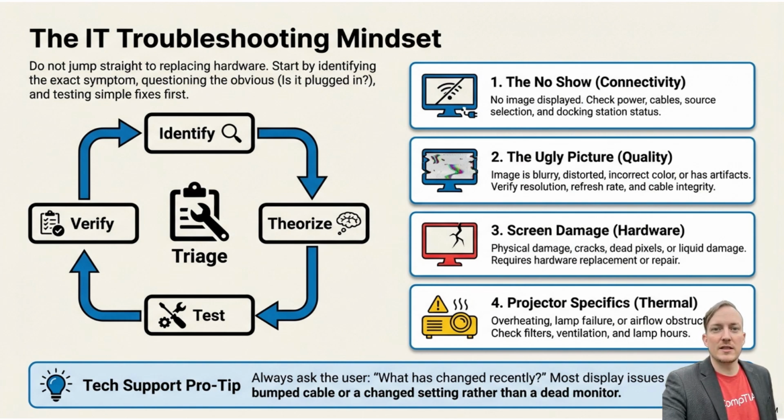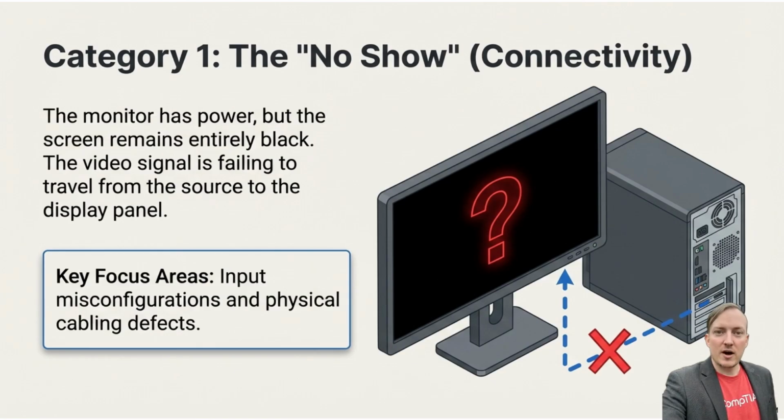And here is your tech support pro tip. Always ask the user, what has changed recently? Most issues stem from a bumped cable or a changed setting, not a dead monitor. Let's start with category 1, the no-show. This is when the monitor has power, but the screen remains entirely black. The video signal is simply failing to travel from the source to the display panel. Your key focus areas here must be input misconfigurations and physical cabling defects.